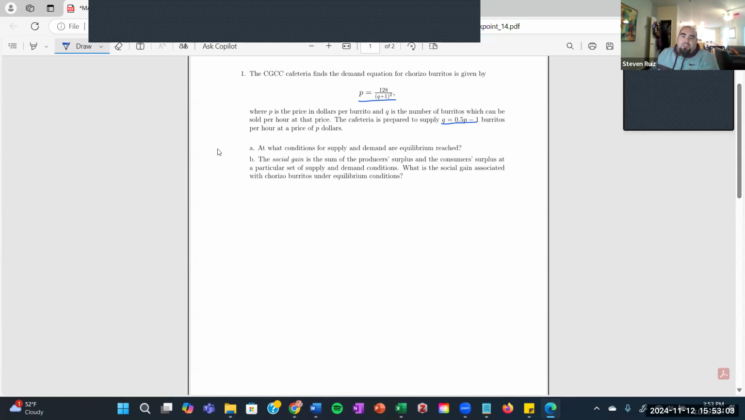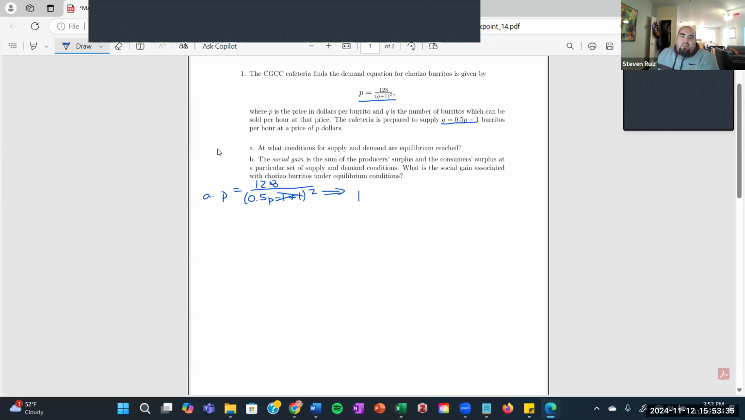So let's go ahead and do that first. P equals 128 over, and then I'm going to substitute in for Q this other expression. So 0.5 P minus 1 plus 1, squared. That's it, right? Okay, good. So these terms cancel.